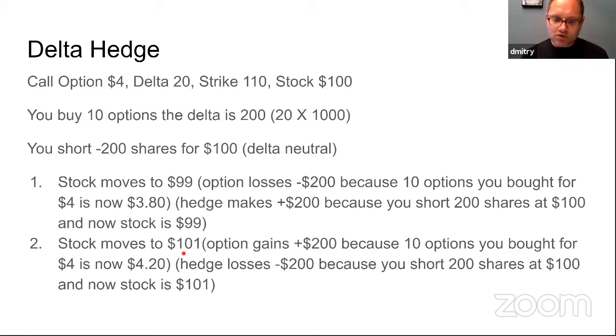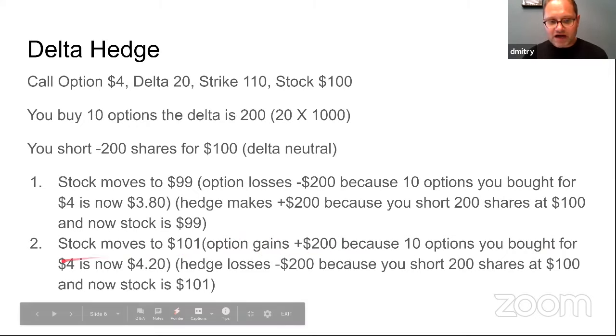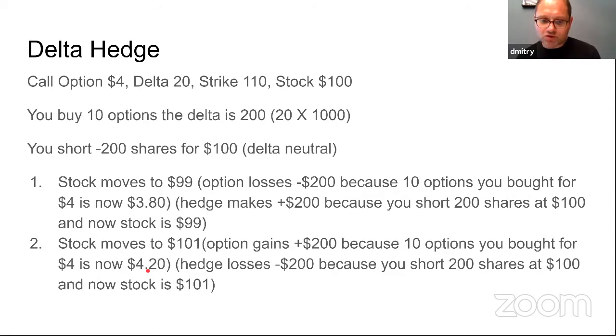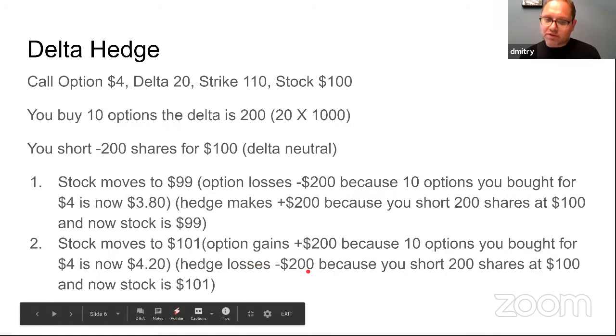The stock moves up to 101. What happens? My options are expected to gain $200, right? We bought 10 options. We bought them for $4. If they go to $4.20, like the option pricing model is expecting, those options made $200. My hedge at this point loses $200, right?